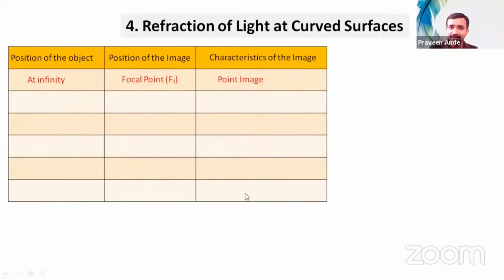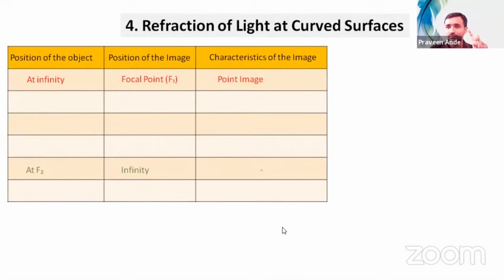Then next, if the object is placed at infinity, the image is formed at the focal point. What happens if I put the object at the focal point? At F2, the image position is at infinity. You are allowed to write the characteristics of the image as highly enlarged and inverted, or you can put blank also, no problem. Both are accepted. Because nobody can see that image at infinity distance. Where can you find that infinity distance? It is impossible.